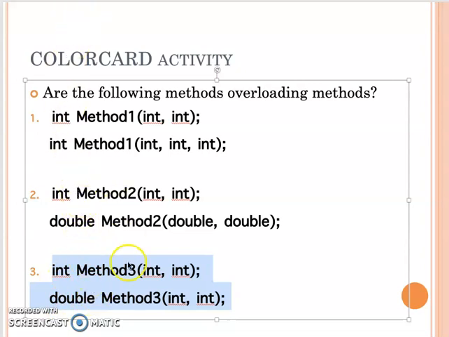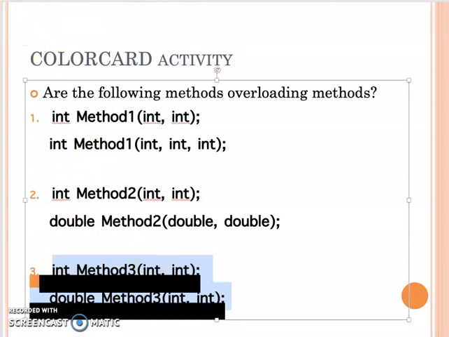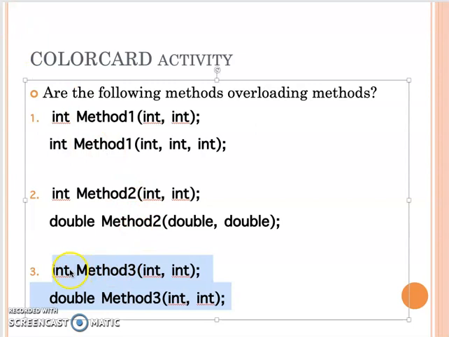Very good. Actually, this one is wrong. This one is not an overloaded method. The reason is that they already have the same parameter list, and the signature of a method does not include the return type. Even if the return type is different, return type cannot specify that the methods are different. The compiler doesn't have enough information.